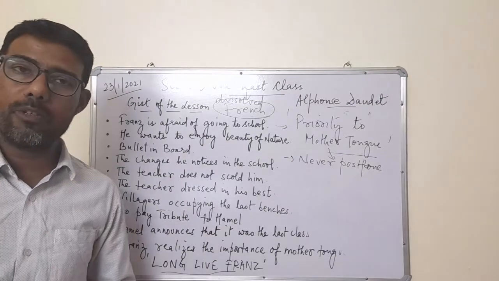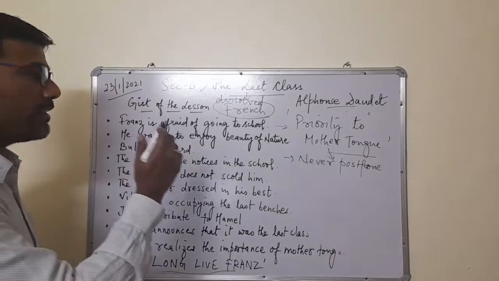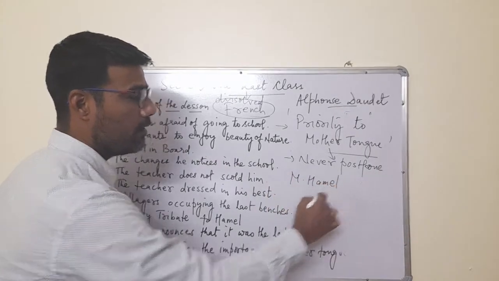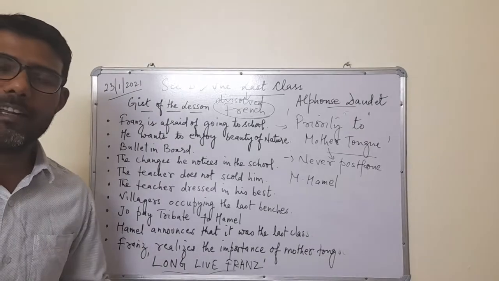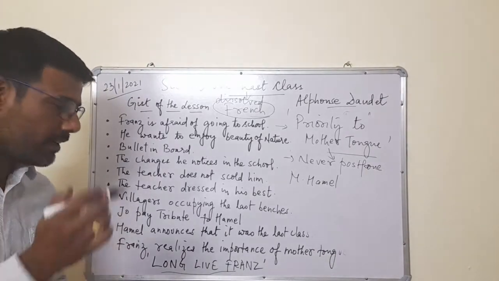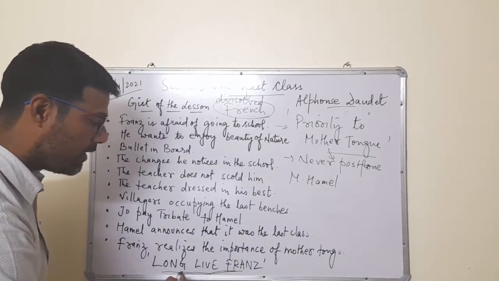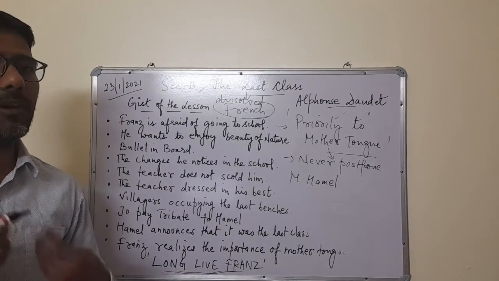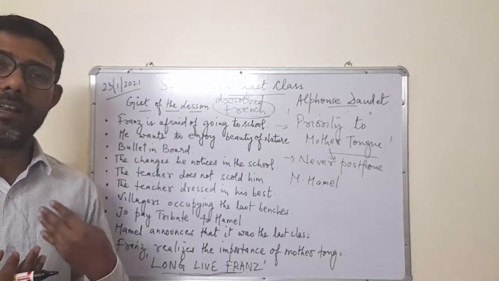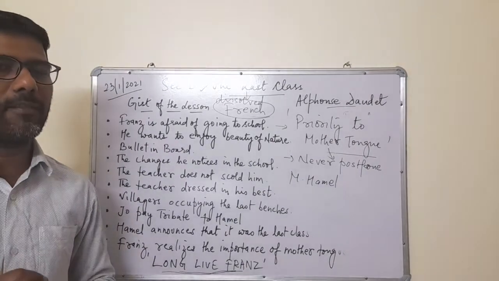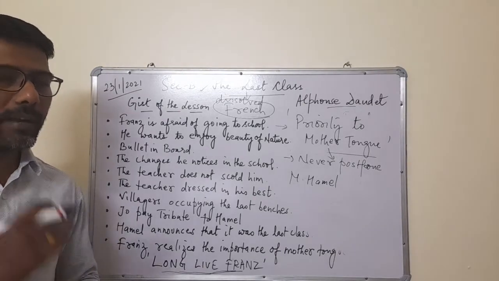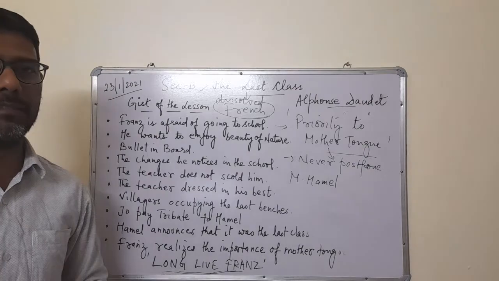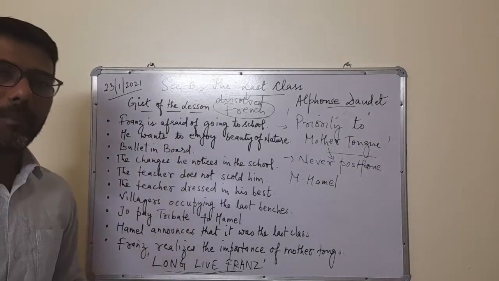So with a lot of emotions, this great teacher M. Hamel concluded when tears welled in his eyes and he was speechless. So one line he said, long live France, means he tried to proclaim the existence of France. We all love our nation, we all love our country. So at the same time, we need to give importance to everything which is associated with our nation, especially our mother tongue. This is what the last lesson preaches to us.